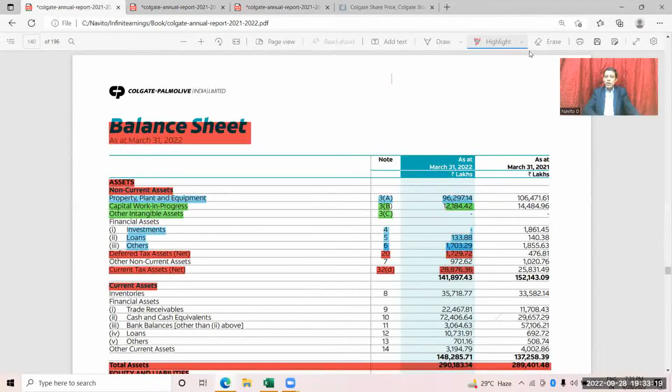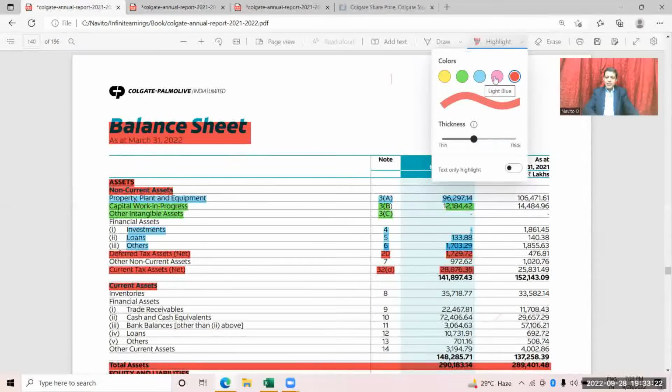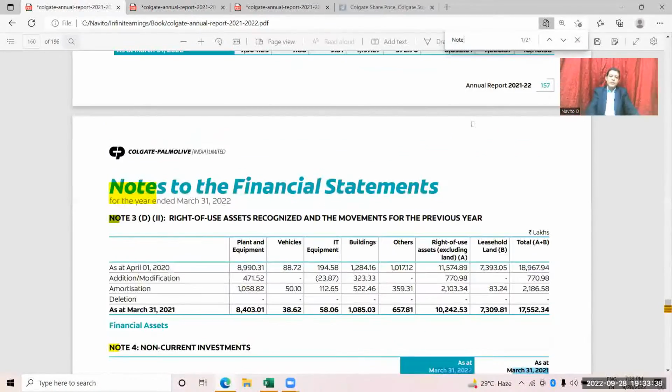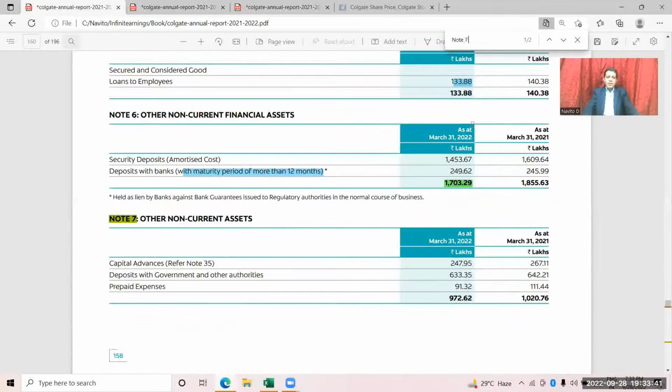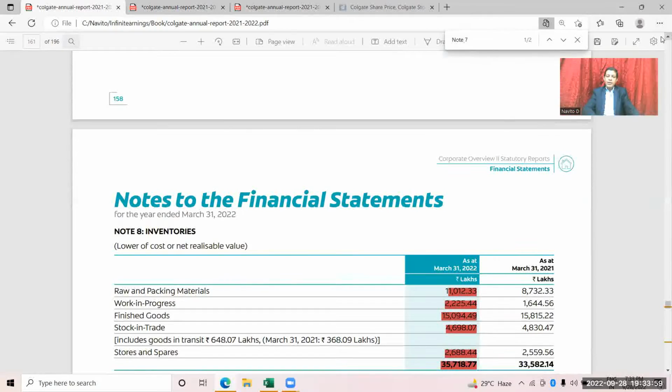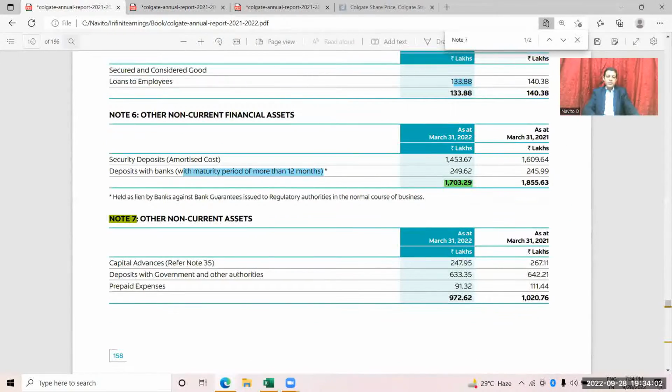Then we have our non-current assets, other non-current assets. The value is not so much, but not too less either. 972.62. Let's go to our note 7 out of curiosity. Note 7. Here is the other non-current assets. Here are certain capital advances which the company has given, certain deposits with governments and other authorities, and certain prepaid expenses. Okay, so these are the classification within other non-current assets.